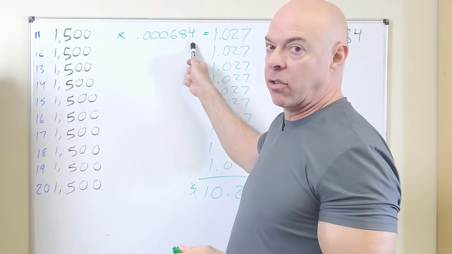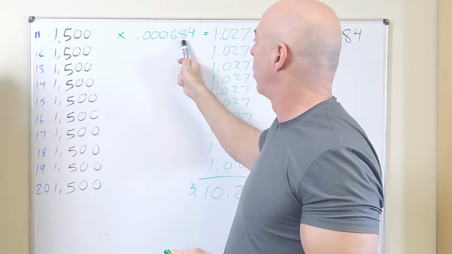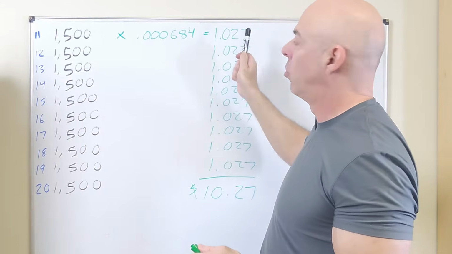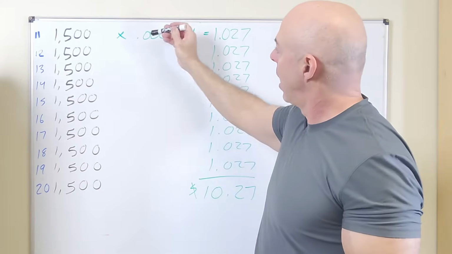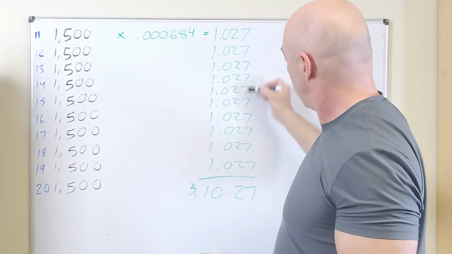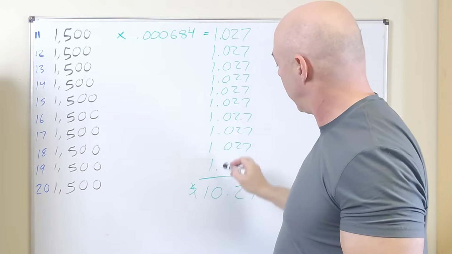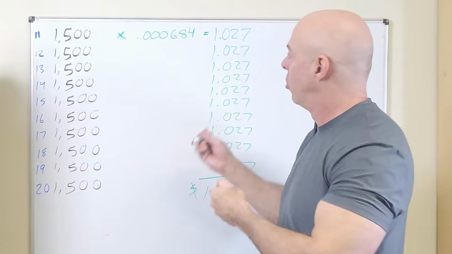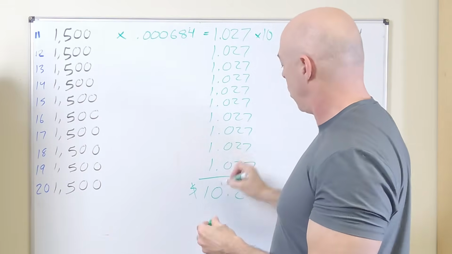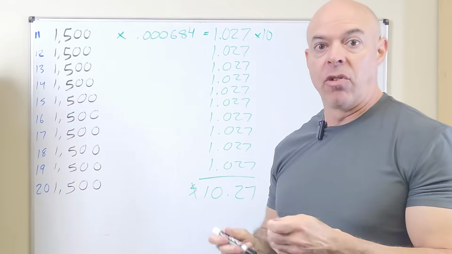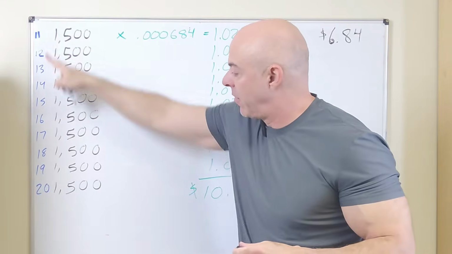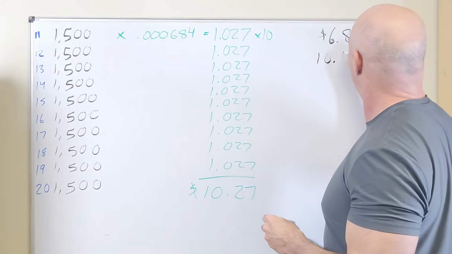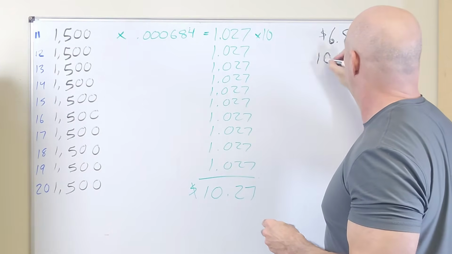Multiplying it by our same factor, which represents 25%, 0.000684, 1,500 times that equals 1.027. You would do that every day for 10 days. And in this case, adding all 10 we come up with 10.27. Again, since it's the same for 10 days, you could have just multiplied by 10, in which case you would get the same result. Okay, so for the next 10 days of the month, 11 through 20, we've got $10.27 in interest.